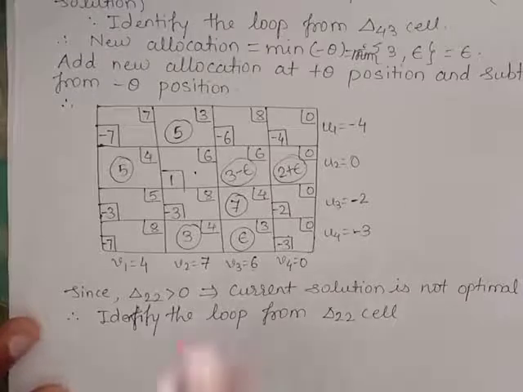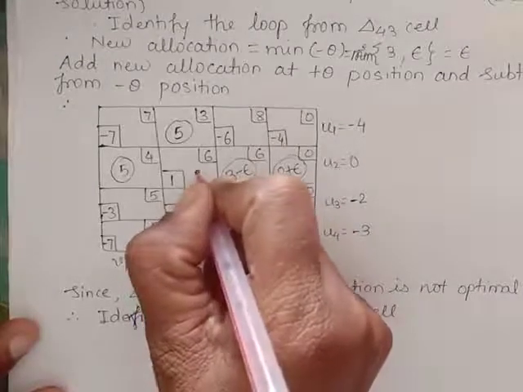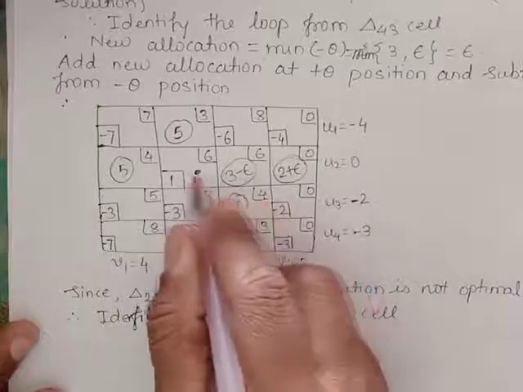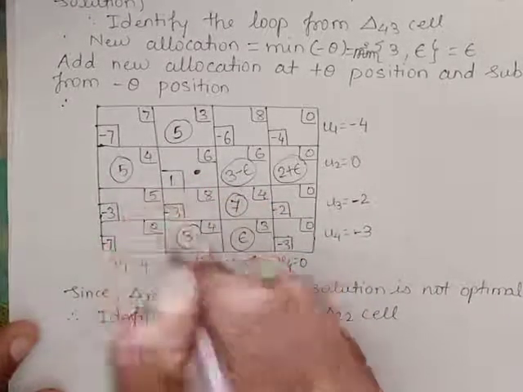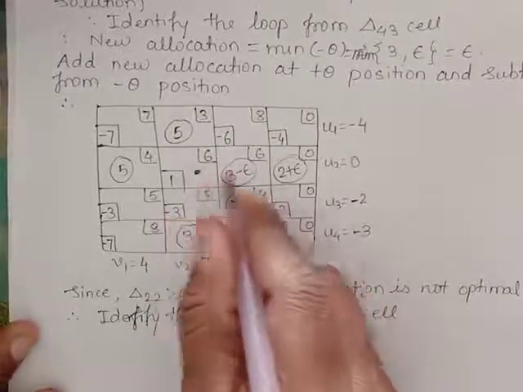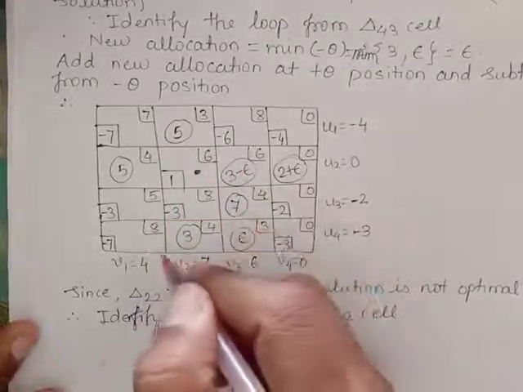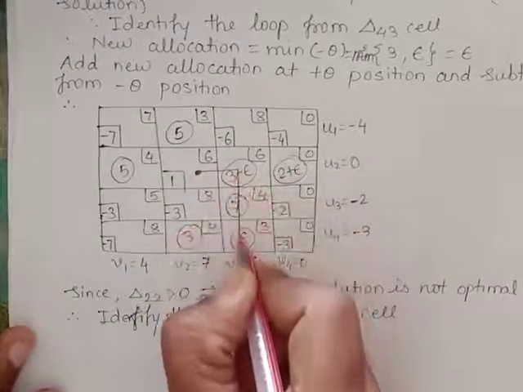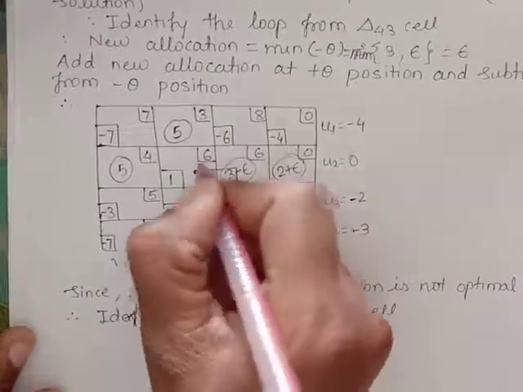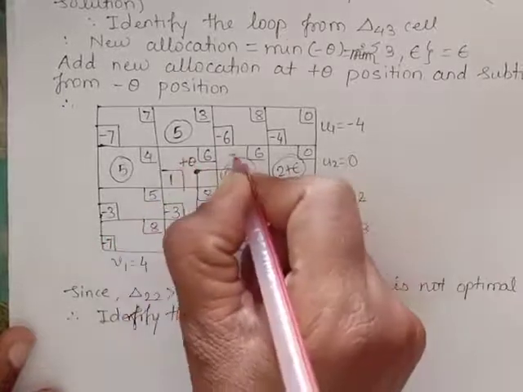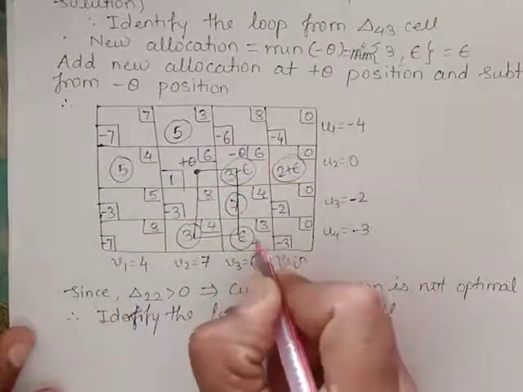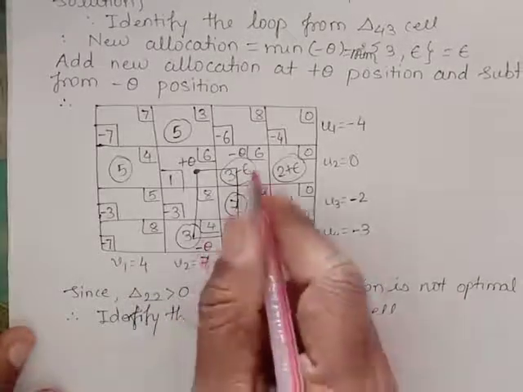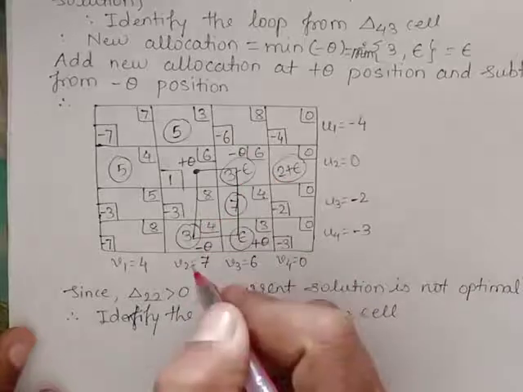So from here we have to take a loop. So what can we do? If we go here, there will be no allocation here, so here we can go. So we can take a loop here. So it will be plus theta, this is minus theta, this is again plus theta, minus theta. So what is at minus theta position?